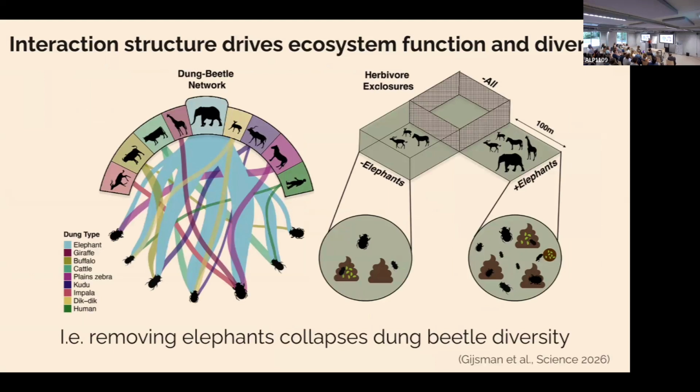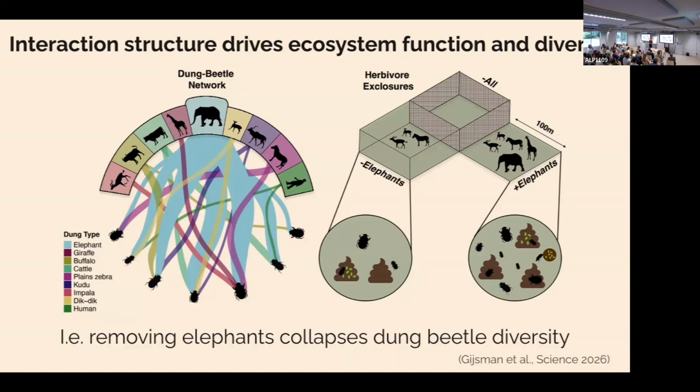If we want to actually understand ecosystem function and diversity, the structure of interactions is really important. I pulled this paper. It came out 2 days ago. I thought it was really cool. They basically were looking very specifically at dung beetle diversity and doing a systematic study over 15 years, exploring the impact on the diversity of dung beetles if you did or did not have elephants in these kind of specific enclosures. And they basically found that if elephants go extinct, the diversity of dung beetles goes down significantly, right?